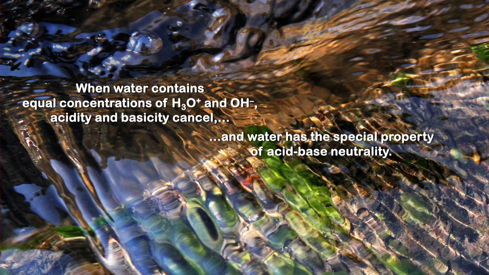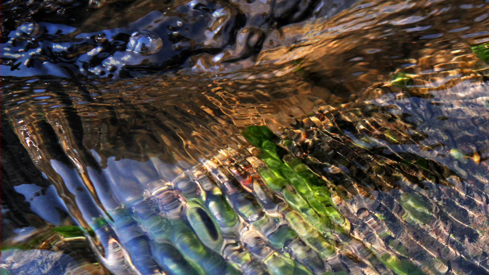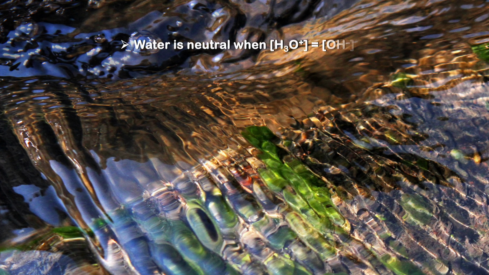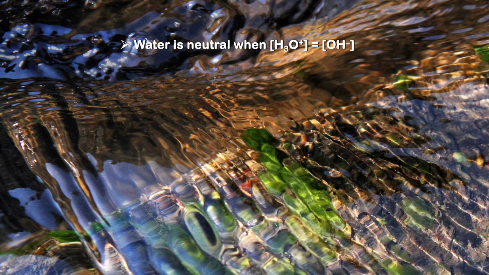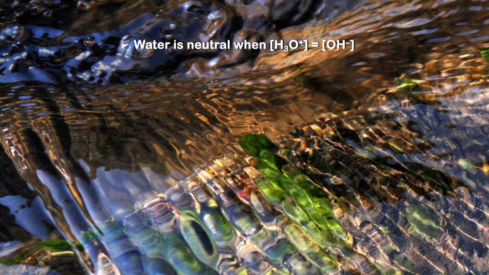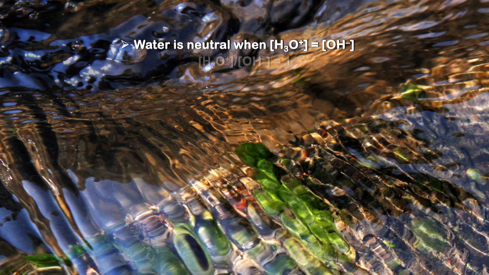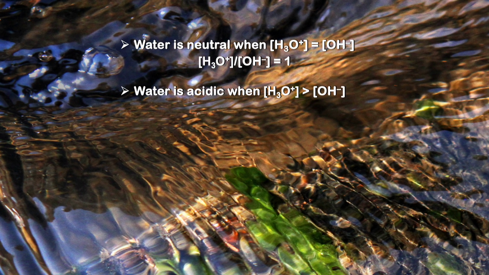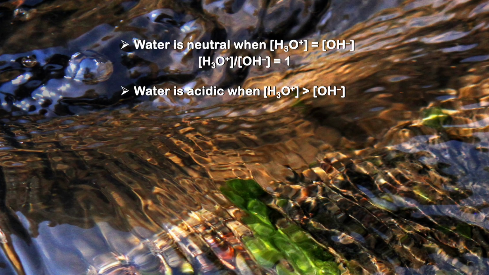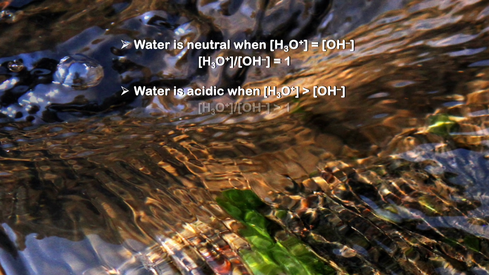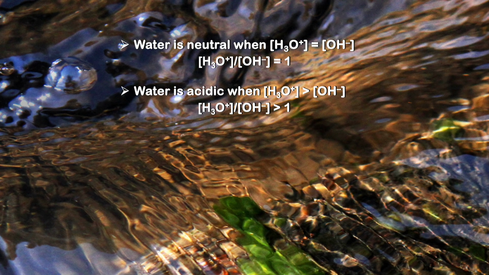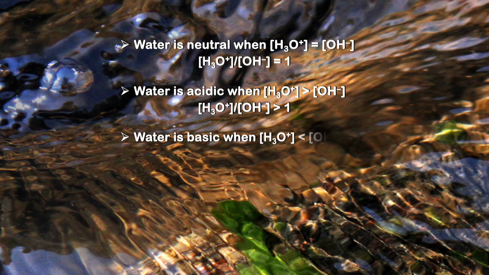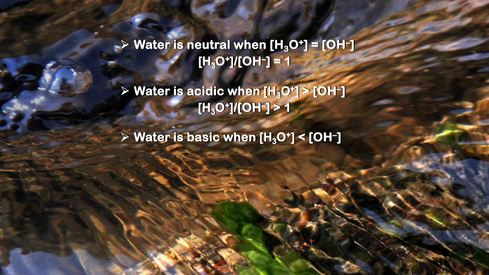property of acid-base neutrality. Pure water is always neutral, because its concentrations of hydronium ion and hydroxyl ion are always equal, and their ratio equals 1. Water is acidic when hydronium ion concentration is greater than hydroxyl ion concentration, and their ratio is greater than 1. Water is basic when hydronium ion concentration is less than hydroxyl ion concentration, and their ratio is less than 1.